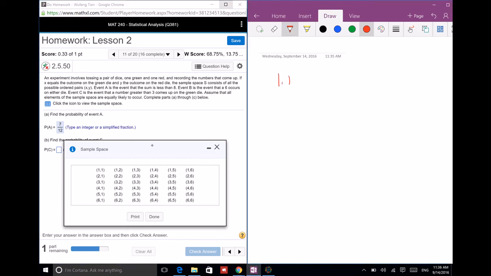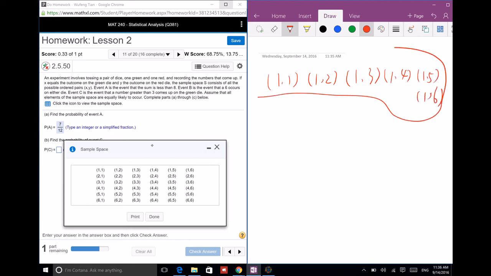It's 1, 1, less than 8. 1, 2, less than 8, because you add those two together, it's 3. Add those two, it's 4. And 1, 4, 1, 5, 1, 6. Okay, so all of this added together is 7.